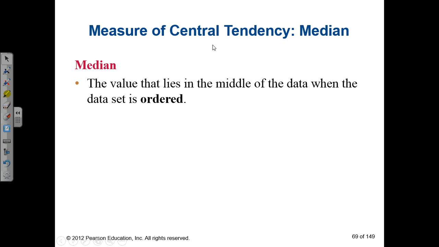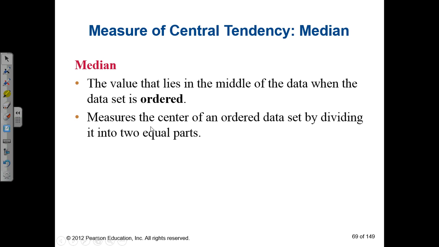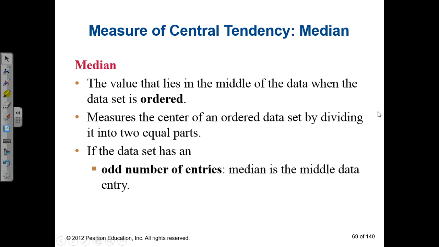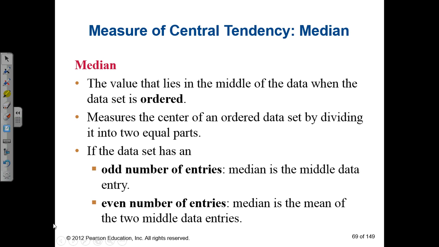The next measure of central tendency that we're going to look at is the median. The median is the value that is in the middle of the ordered data set. It is a value such that half of the data set is smaller than that and half of the data set is larger than the median. If we have an odd number of entries, the median is actually the middle value. But if we have an even number of entries, there will be 2 middle values, and we're going to average those 2 middle values to find the median.